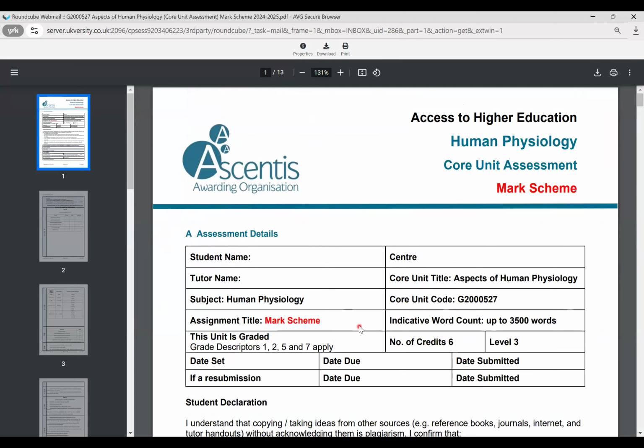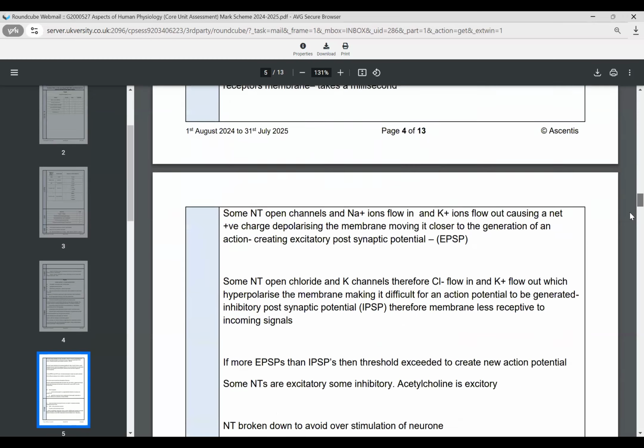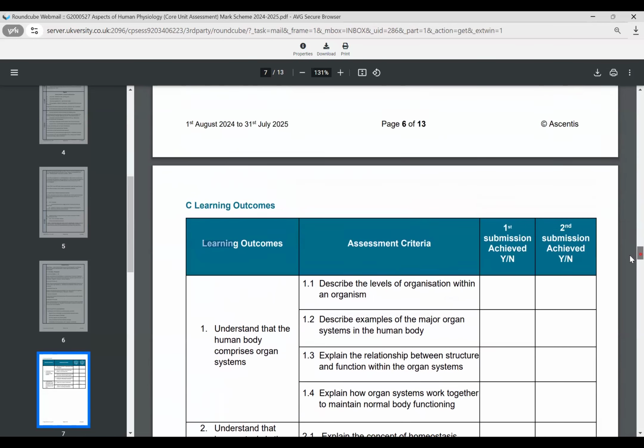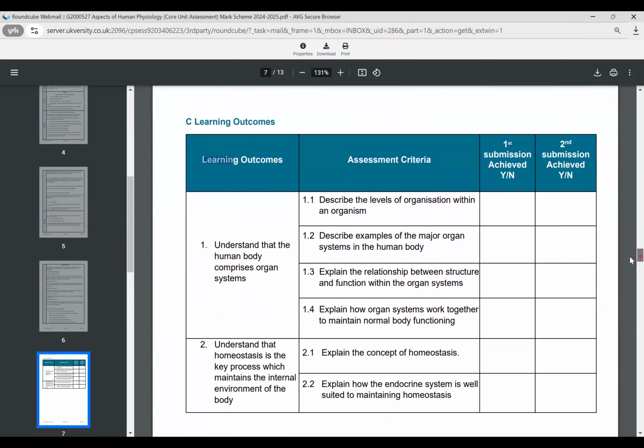This is an assessment that you will get at the end of the two learning outcomes that we have. So it's aspects of human physiology. This is the core unit code. The title is Human Physiology. Coming towards what is expected from you, I'll give you a whole understanding of what this is when the time comes. So what do we expect from you?